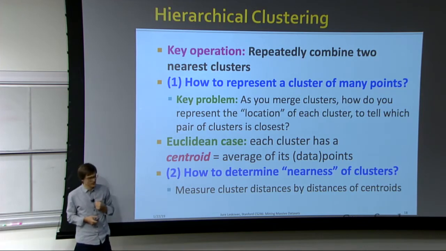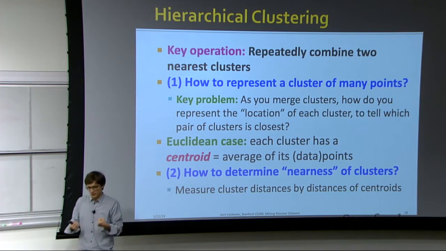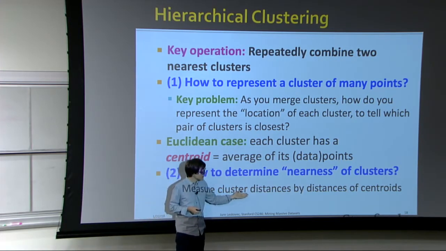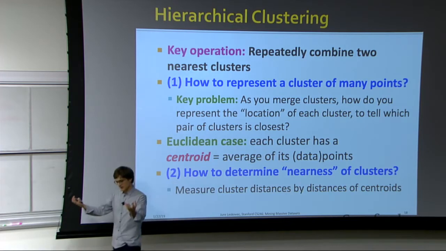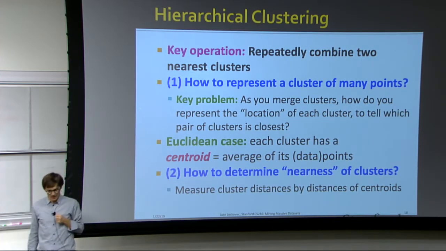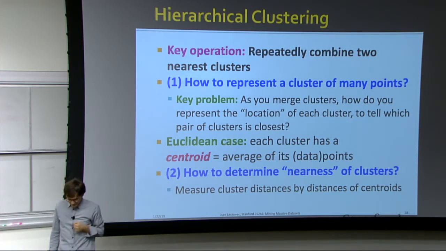That's called the centroid. Now, how do we determine how near or far are two clusters? Basically, we just want to measure the distance between the centroids. If I have two clusters, I just represent each one as a centroid, and I ask how far away are the two centroids, right? Because centroid is just a data point.